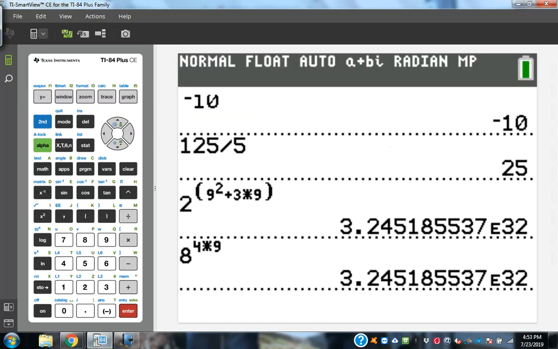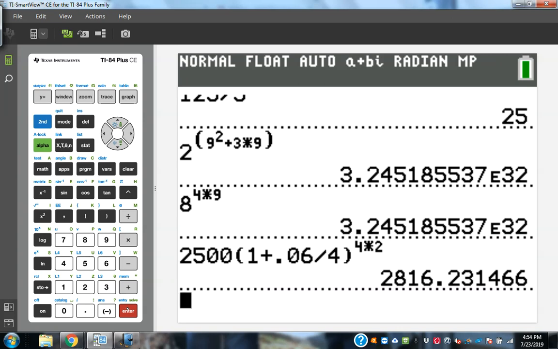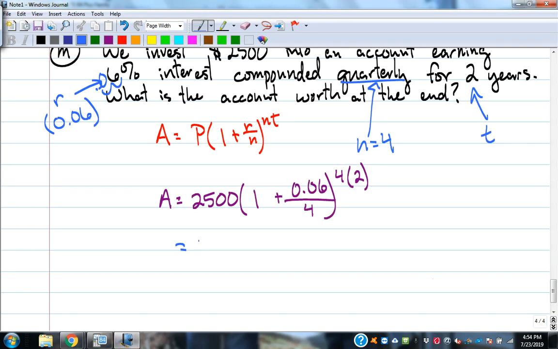So I'm going to type in 2,500 parentheses 1 plus 0.06 divided by 4, close the parentheses, raised to the 4 times 2. And I might actually just normally type in an 8 there because I know that number. So, and then hit enter. And that tells you how much the account is worth after 2 years. $2,816.23. That was right. Yeah, 23 cents.